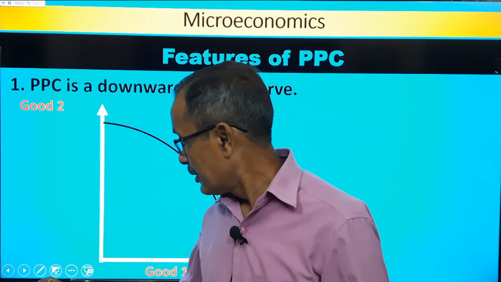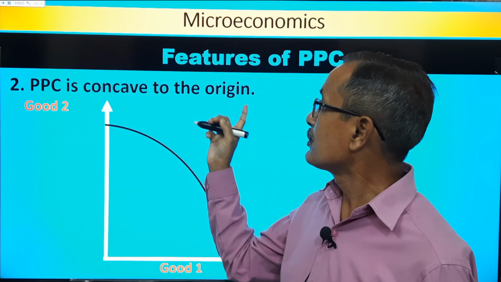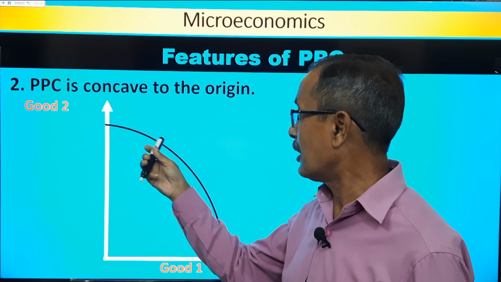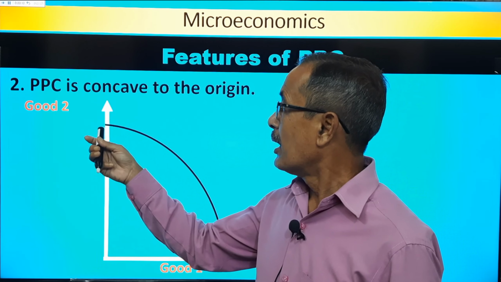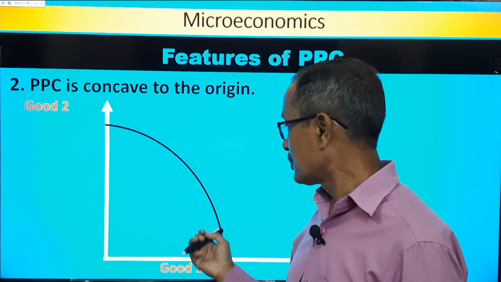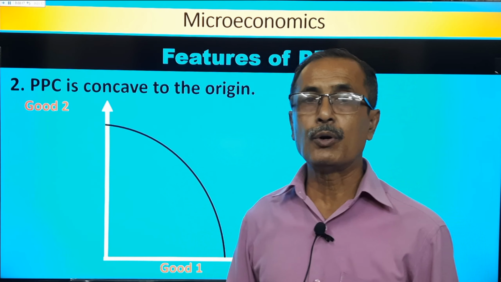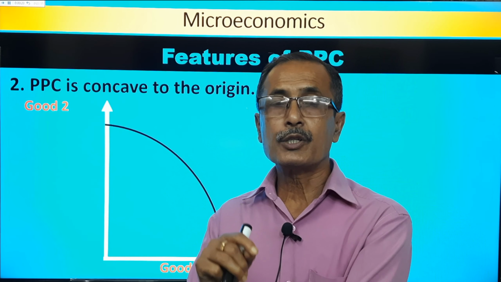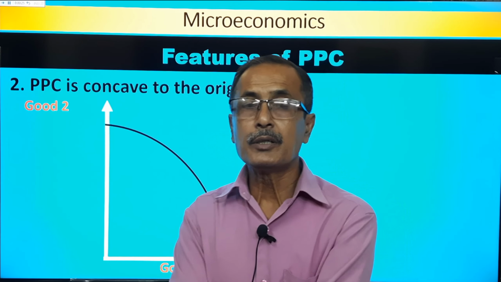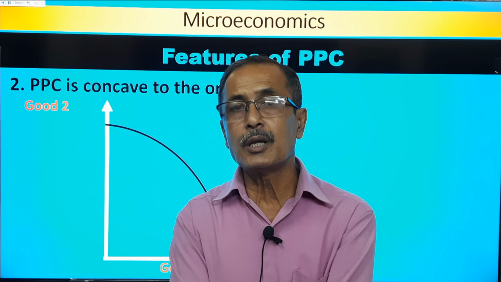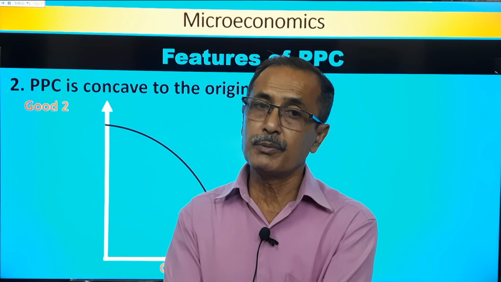Next is your PPC is concave to the origin. Now, what is this? Concave to the origin. Here zero is the origin, and this curve is concave to the origin. Why is it so? This is so because of the operation of increasing MRT. Increasing MRT means increasing marginal rate of transformation. This part we have discussed in the previous video.